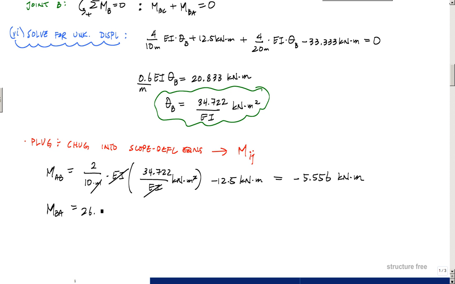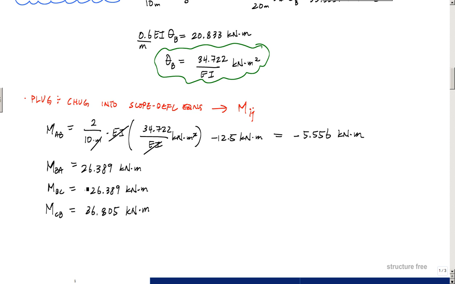And again, if you just go through and solve the rest, you can fast forward this here: 26.389 kilonewton meter. And MBC, if you plug and chug for this, is minus 26.389 kilonewton meter. Hopefully that makes sense to you. And MCB is equal to 36.805 kilonewton meters. Okay, and the negative sign just indicates that it should be drawn the opposite way from how you drew it in your blown up structure.